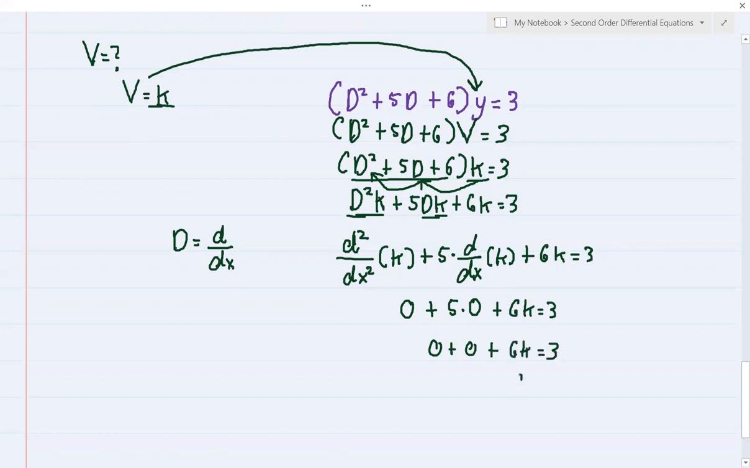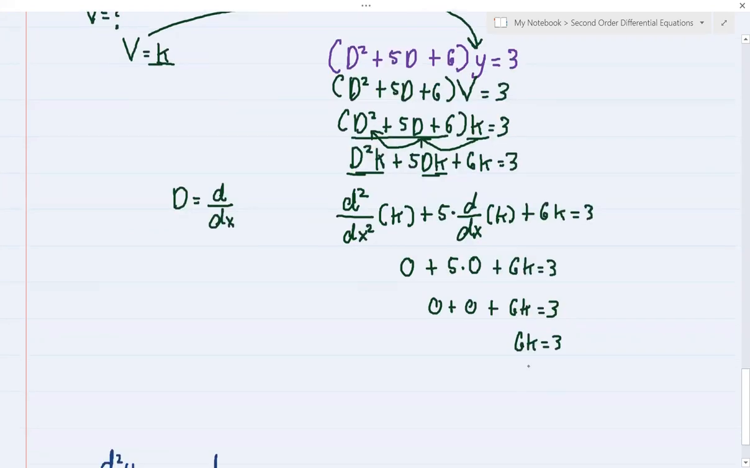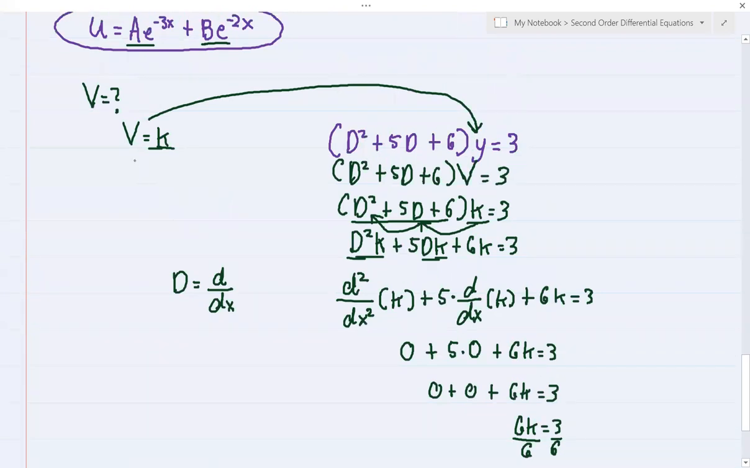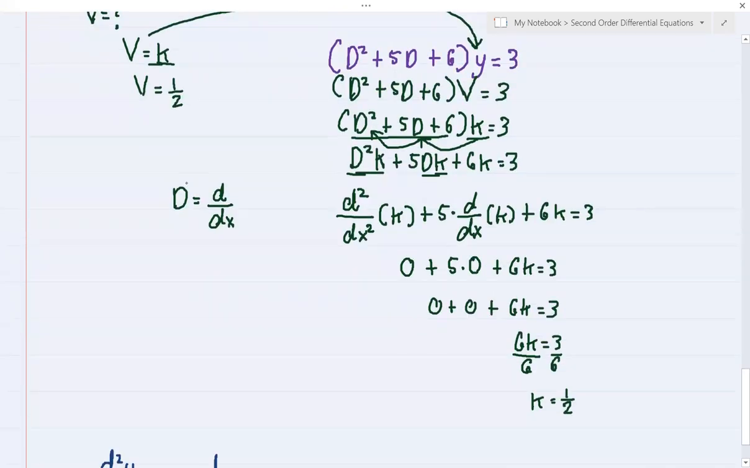Now, add them together, we will have 6K on your left side and on the right side, just 3. And now we're going to divide both sides by 6. And your K is equal to 1 half. So since your K is equal to 1 half, therefore your V is equal to 1 half. So what would be your final answer?